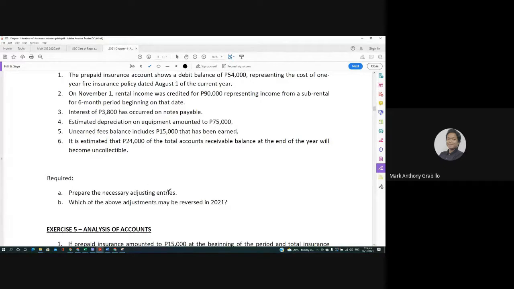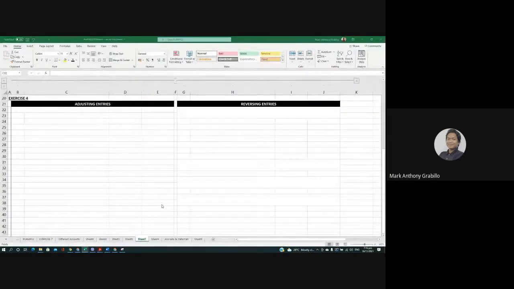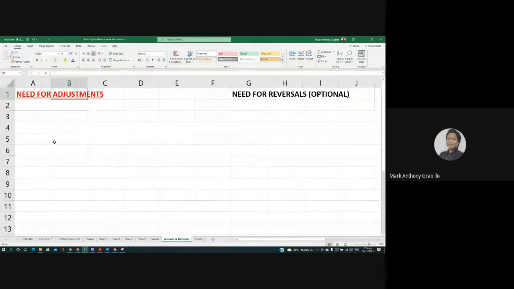Prepare the adjusting entries. And then which above adjustments may be reversed in 2021. So before we answer this, let's try to have an overview for adjustments and reversal. Adjusting entries and reversing entries. The adjustments, from our accounting point of view, this is required.